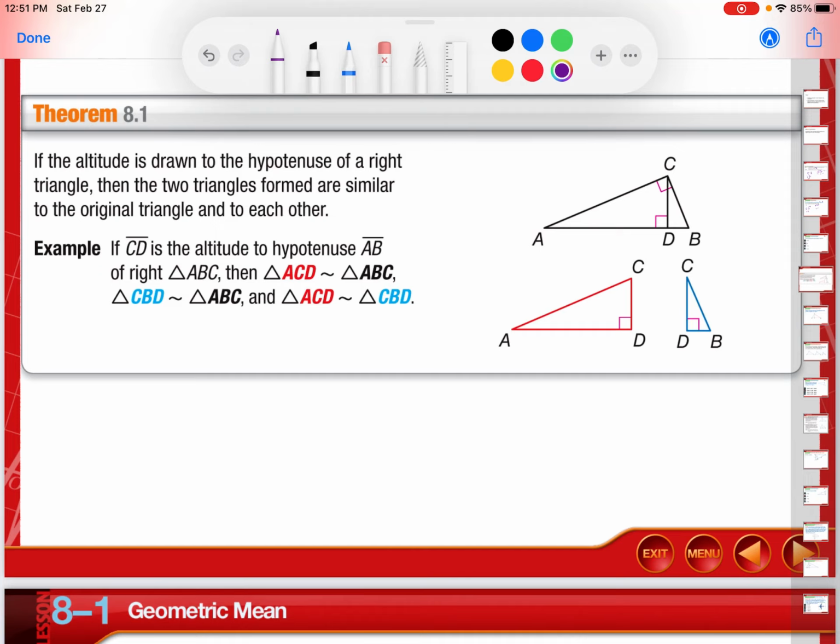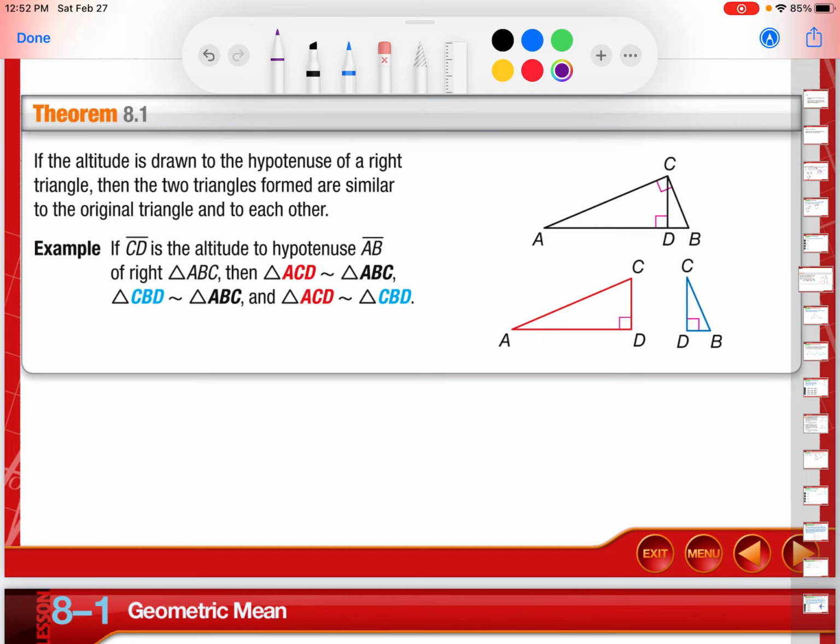And this is like geometric mean, or I shouldn't say it's like geometric mean, it's kind of a building block. So essentially what this says is, if you have the altitude and that altitude connects to the hypotenuse, and if we remember, the hypotenuse is that side opposite the 90-degree angle, also known as the longest side in your right triangle. So if the altitude is going to the hypotenuse, then the two triangles formed are similar to the original triangle.